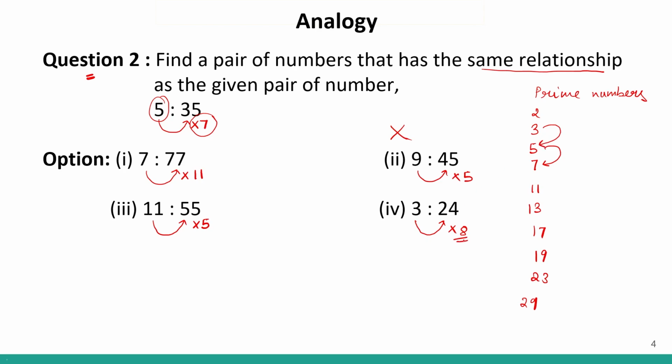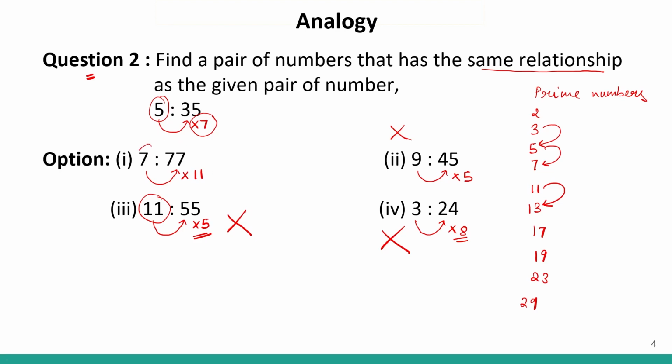But over here we have 8. Correct? After 3, the next prime number should be 5, but we have 8. So this does not follow the same logic. Over here, 11 is a prime number. Correct? And the next prime number is 13. So again, at this position, we should have 13, but we have 5. So this also does not follow that logic.